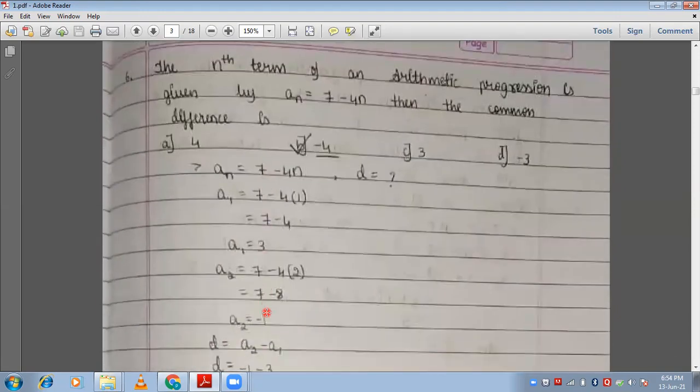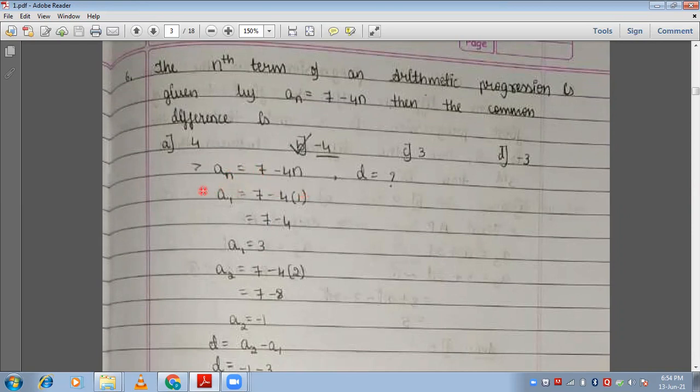Next. The nth term of an arithmetic progression is given by an is equal to 7 minus 4n. Then the common difference is what? Yes, the common difference. You need to find out d. d is equal to what? a2 minus a1. Yes. Here, the given an is equal to 7 minus 4n.